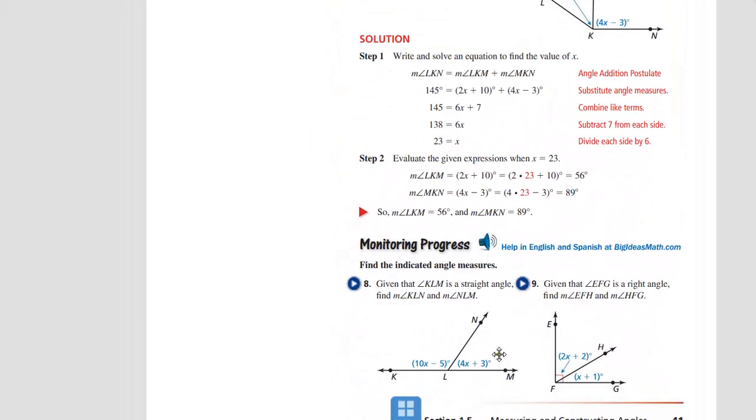Here, notice that because this is a straight line, we know these two add up to 180. If they tell you it's a straight angle, that means these two add up to 180. Because they told you that this was a right angle, it means that these two add up to 90.